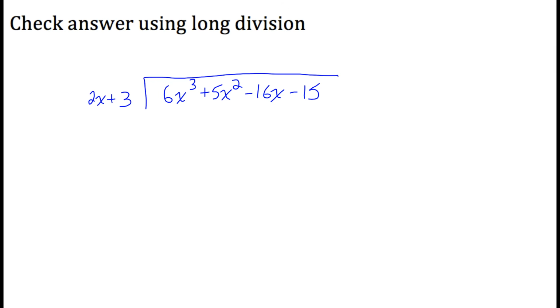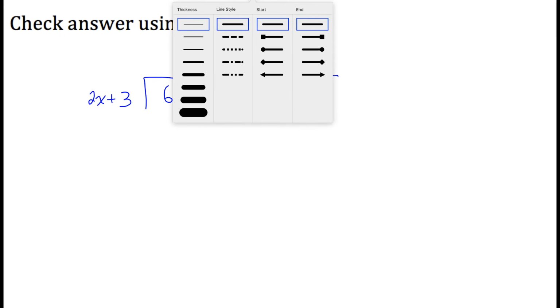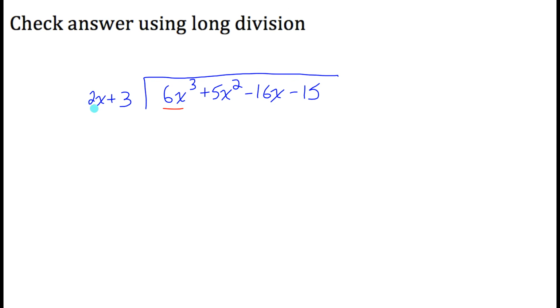Okay, let's run the long division. So remember the steps we learned in the previous lesson. First term dividend divided by first term divisor, so 6x cubed divided by 2x would be 3x squared. I'll line it up with its like term. Multiply 3x squared by the whole divisor, and I would get 6x cubed plus 9x squared. Line up the like terms, and subtract. The 6x cubes cancel, and 5x squared minus 9x squared is negative 4x squared.